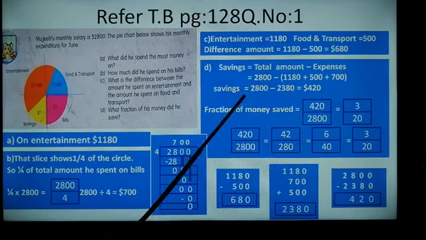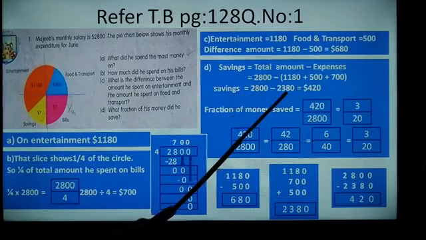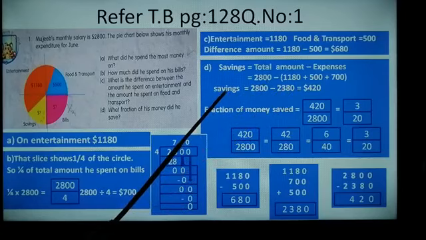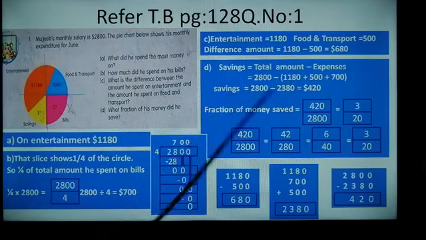From 2800, he spent 2380. The rest of the money, what is his savings? So subtract it and find out. 0 minus 0, 0. 0 minus 8 not possible. Borrow from 8. 8 will become 7. 0 will become 10. 10 minus 8 is equal to 2.